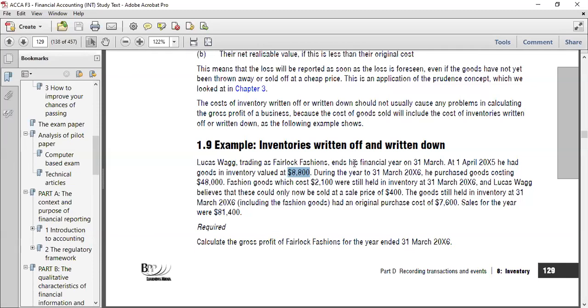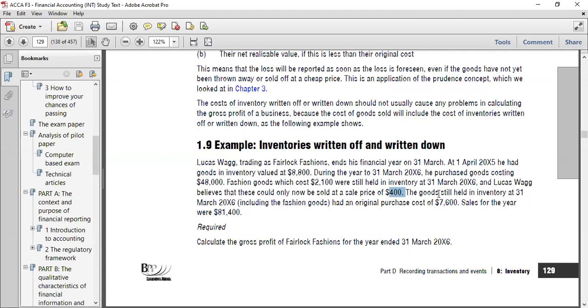Yeah. So they're telling us that during the year to 31st March 2016, he purchased goods costing how much? Costing 48. So these were his purchases, okay? And they're telling us that fashion goods, which cost 2,100, were still held up in inventory as at 31st March 2016, okay? And Lucas Swag believes that these could only be sold at a price of how much? A price of 400, okay?